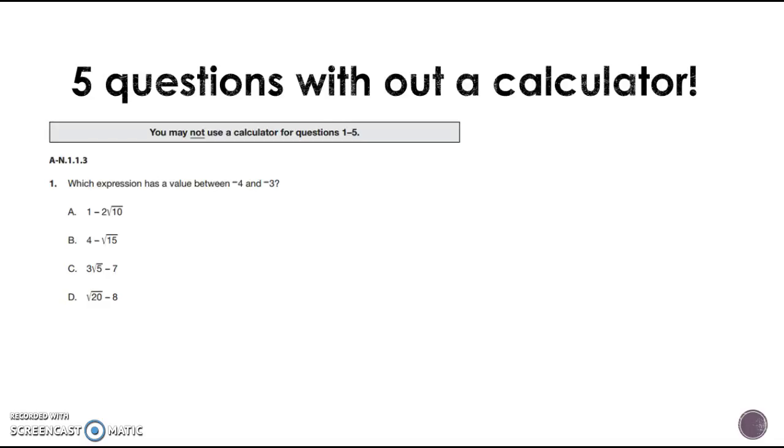So this question asks you which expression has a value between -4 and -3. Now, first of all, don't be afraid to use your scratch paper or to write in your question booklet. Never write in the answer one other than to put your answers and those kinds of things. But we're asked to figure out which one of these is going to be between -4 and -3.